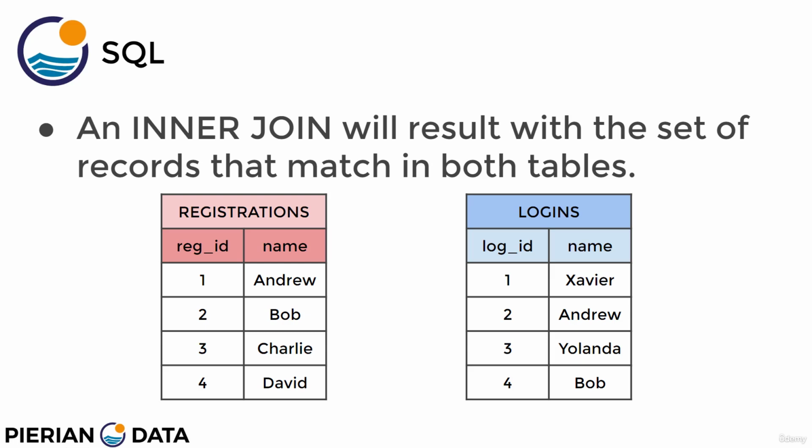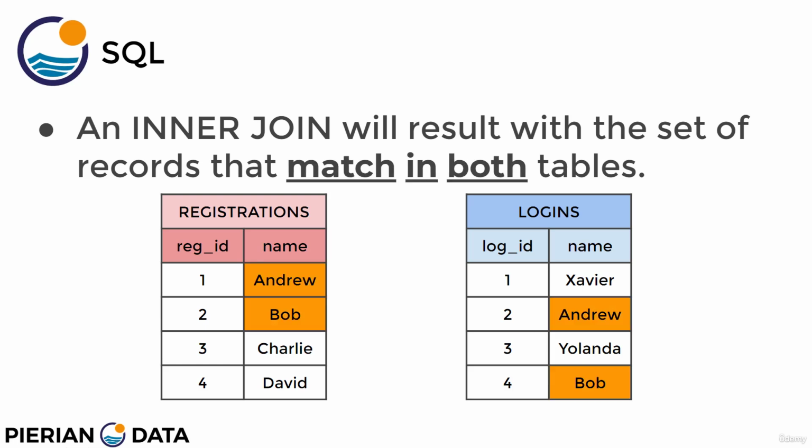So we have that discrepancy of Xavier and Yolanda in the logins table, and then Charlie and David in the registrations table. Where do we actually have a match in both tables? Well, we have Andrew and Bob. Andrew and Bob are the only ones that both registered and logged in the day of the conference. So an inner join is going to join these tables together for records that are a match in both tables. When we're talking about an inner join, we're only looking for the set of records that happen to be in both tables. In this case, that would only be Andrew and Bob.